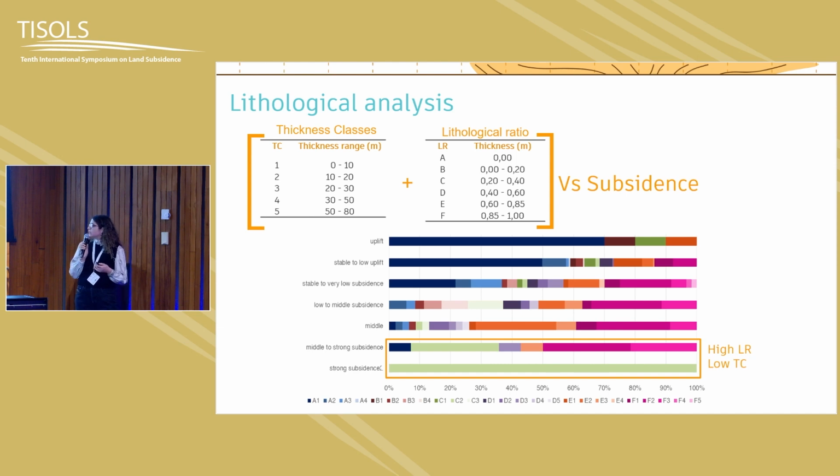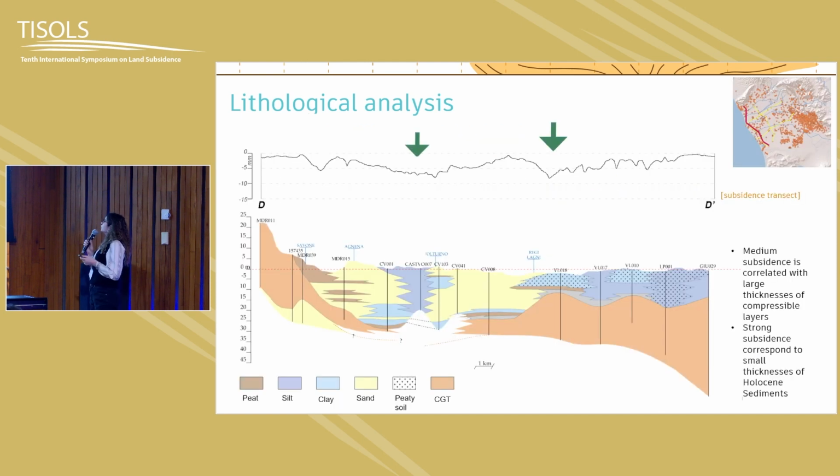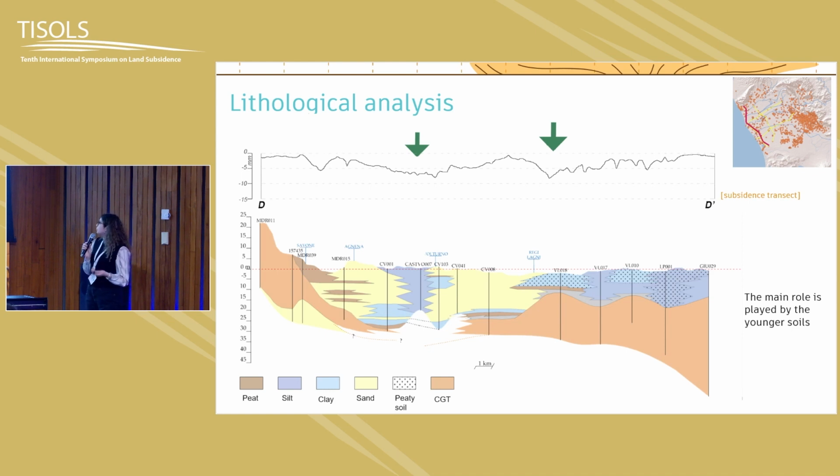In fact, in correspondence of the strong subsidence, we found high thicknesses of clay and peat, but low thicknesses of the whole Holocene deposits. While in the middle, where there is the medium subsidence, there are high thicknesses of peat and clay, but also high thicknesses of the Holocene deposits. So the medium subsidence is correlated with large thicknesses of compressible layers, but oddly, the strong subsidence corresponds to small thicknesses of Holocene deposits. So this led us to think that the main role in the variability of the subsidence is played by the younger deposits and their primary and secondary consolidation.